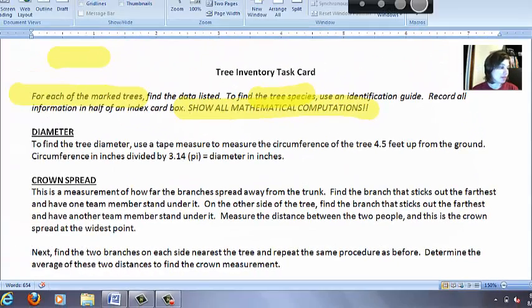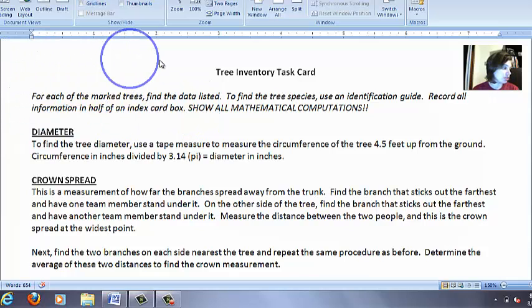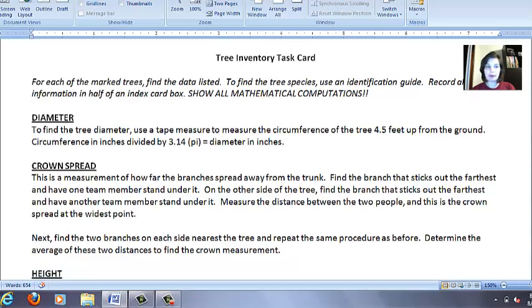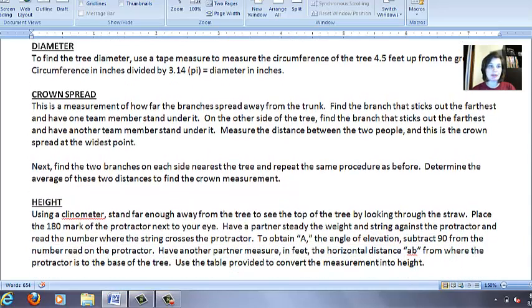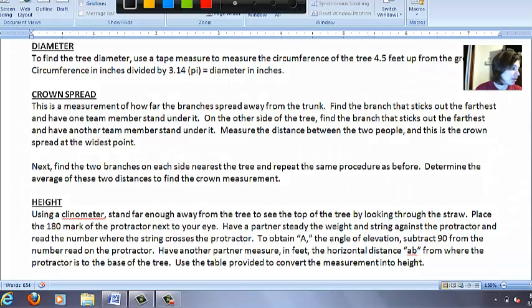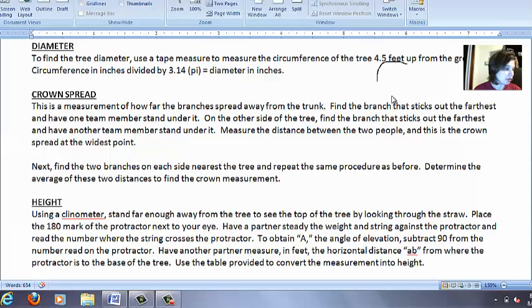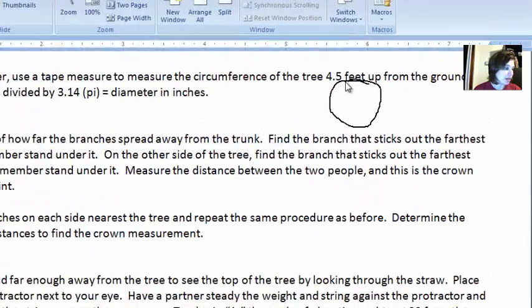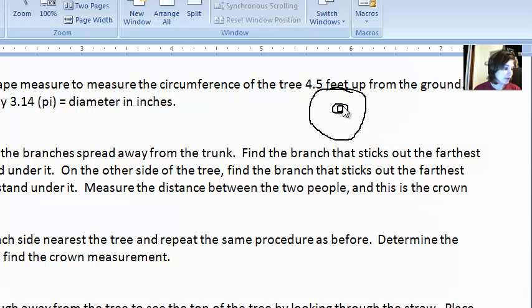All right, so let's talk about the different types of calculations you're going to do here. First of all, we're going to find the diameter of the tree. The diameter is the distance from the middle of the tree out. If we're looking at a cross-section of a tree, let me draw a little cross-section right here, the diameter would be from the pith out to the edge of the tree. That's the diameter that we're trying to find.